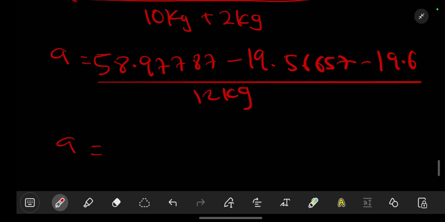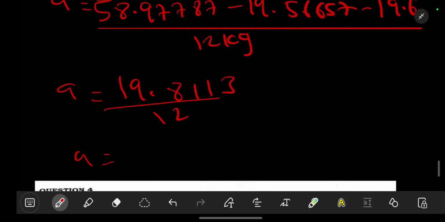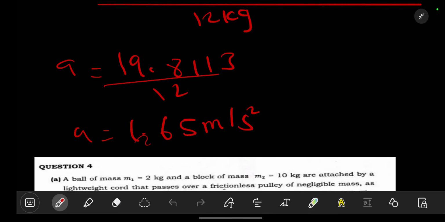So our a is equal to 58.97787 minus 19.56657 minus 19.6. So what do we have there? We have 19.8113 over 12. So our acceleration, when we divide this, we are going to get 1.65 meters per second squared. Okay, so that's our acceleration.